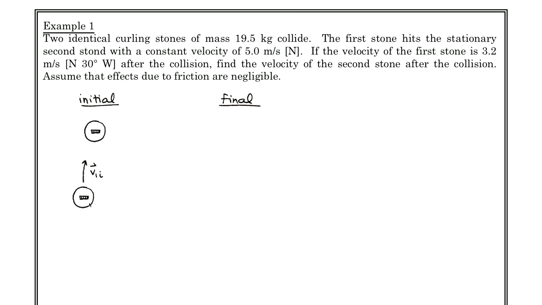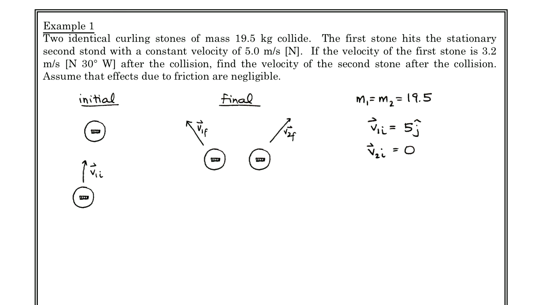If this guy comes up like here and glances off in this direction, then this guy, to conserve momentum, has to glance off in this direction, right, over on this angle. So basically our final vector is going to say that this stone is going to glance off in this direction, and this stone is going to glance off in this direction. No problem. We know the masses of the 2 stones. They're equal, and they're 19.5 kilograms. We know V1 initial, and that's 5 j hat meters per second. We know V2 initial, and it's 0.